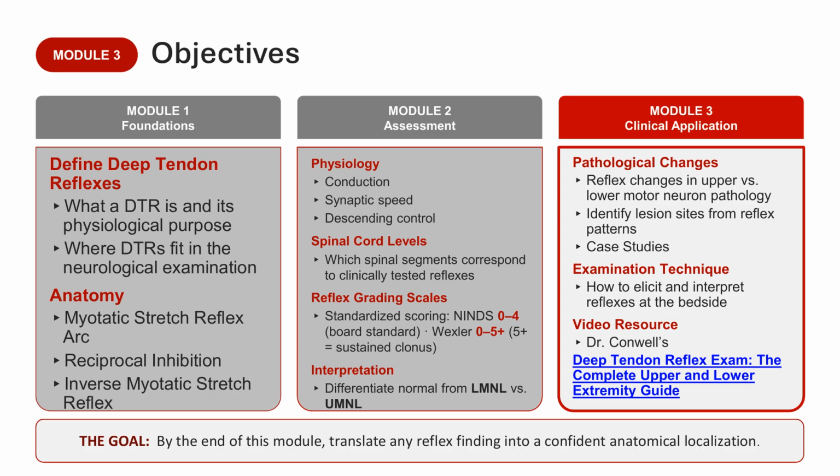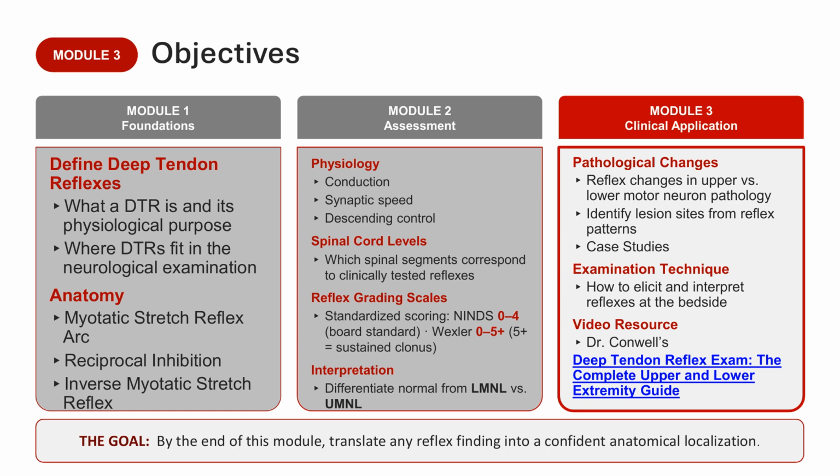A word on grading, because you will meet two scales and you need to know how they relate. The NINDS scale, 0 to 4, is the board standard, proposed in 1993 and validated for inter-rater reliability. That is the scale to know for examinations, and we will return to it in Chapter 10.